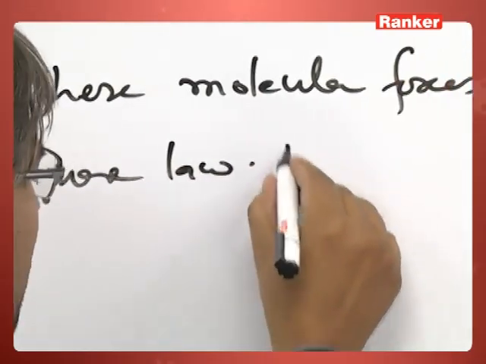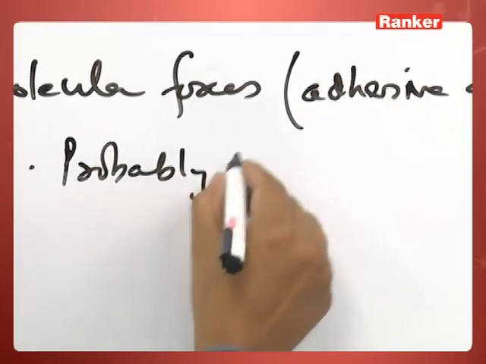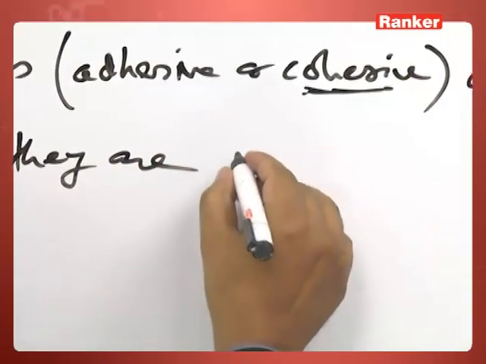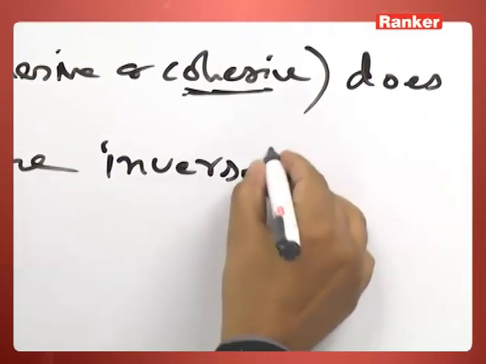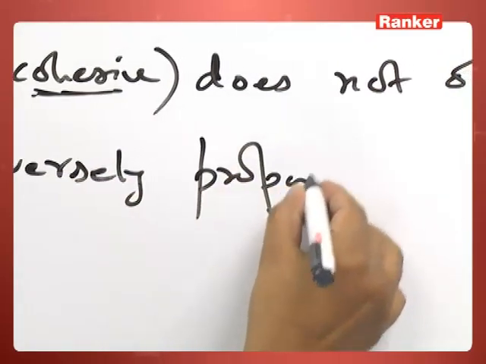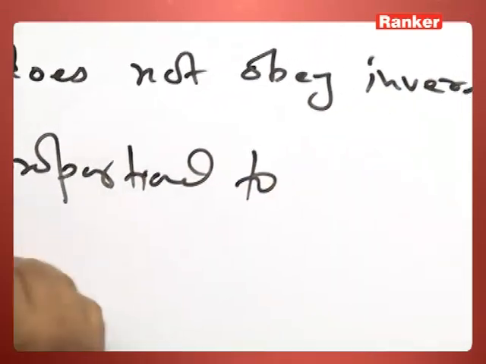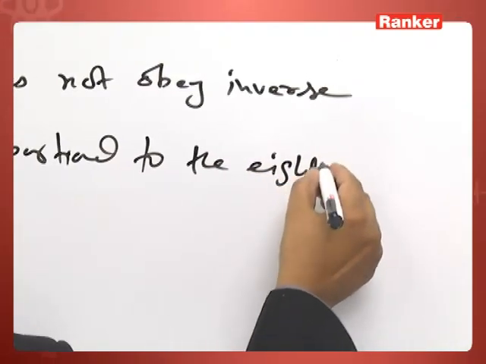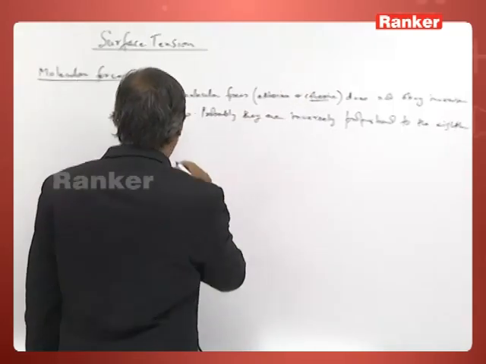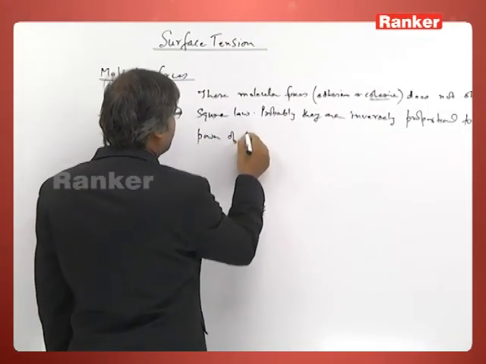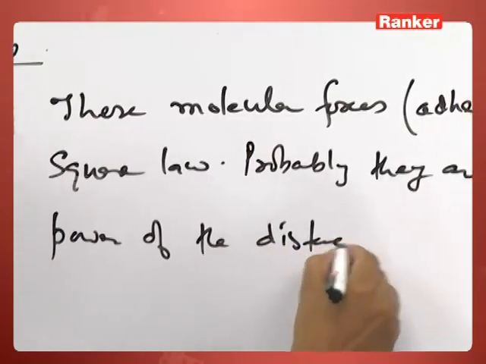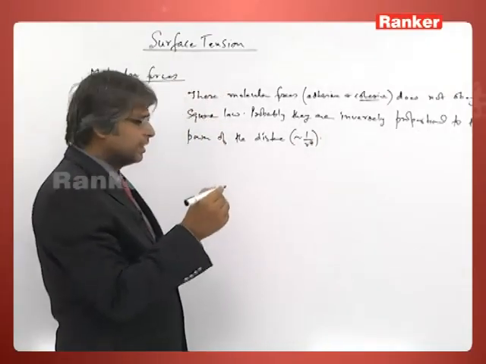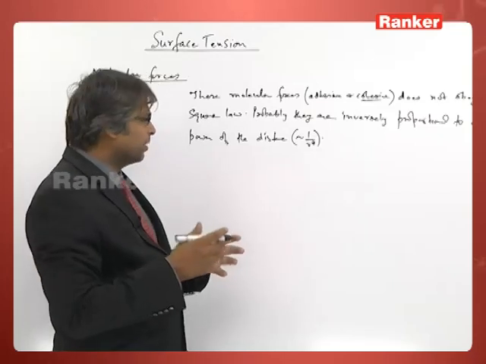In fact, probably, we generally guess they are inversely proportional to the eighth power of the distance. So, we call it 1 by r to the power 8, that is, the force is of the order of 1 by r to the power 8.